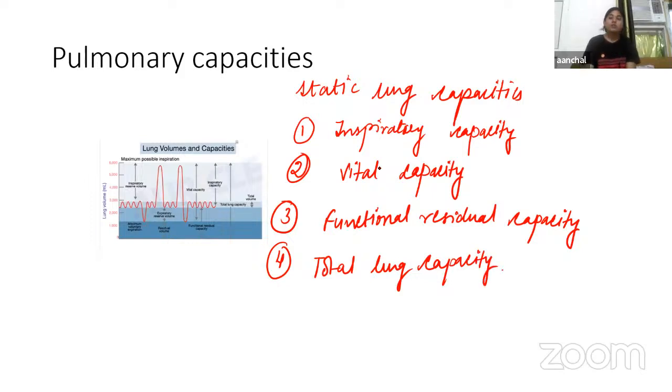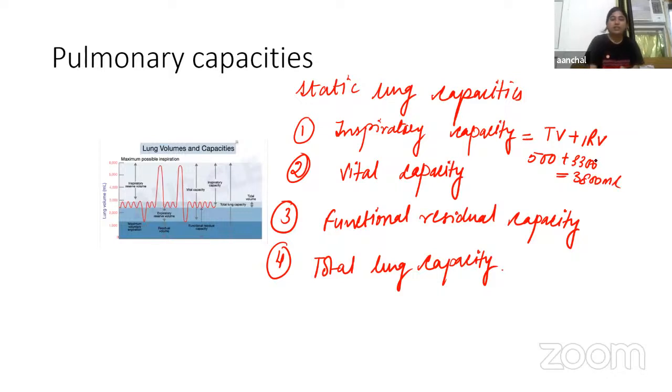First we have inspiratory capacity. So what is the inspiratory capacity? This is the maximum volume of air that can be inspired after normal expiration. And it includes tidal volume and inspiratory reserve volume. So what is the formula for inspiratory capacity? It can be determined by using tidal volume plus inspiratory reserve volume. We know tidal volume is 500 and inspiratory reserve volume is 3300. So we get 3800 ml.